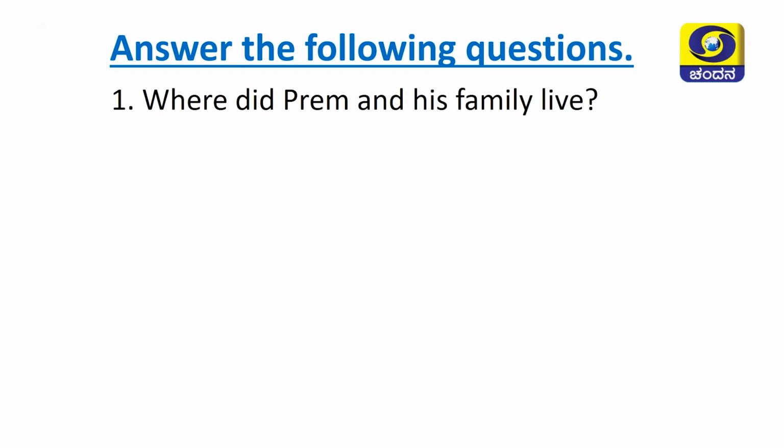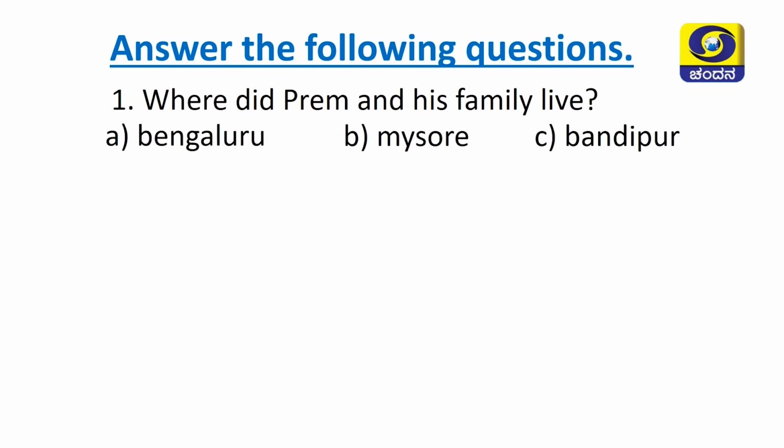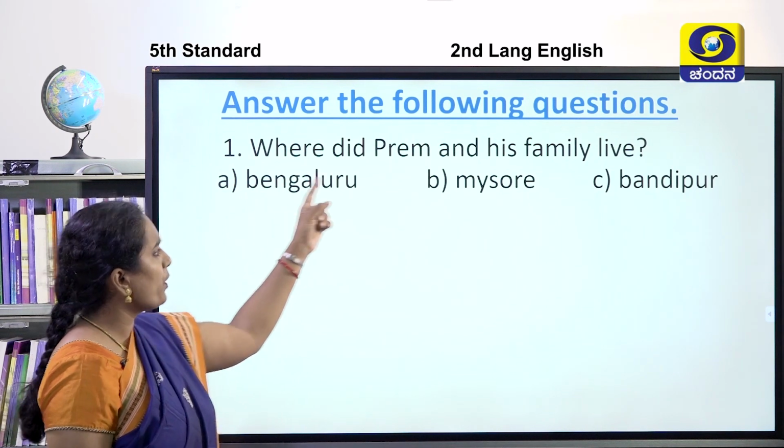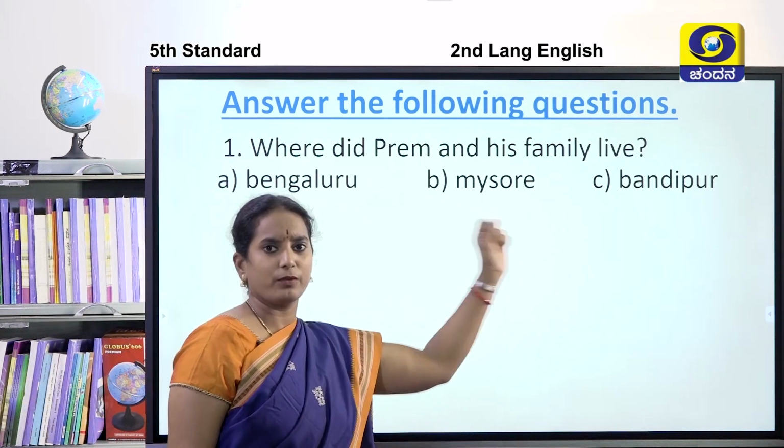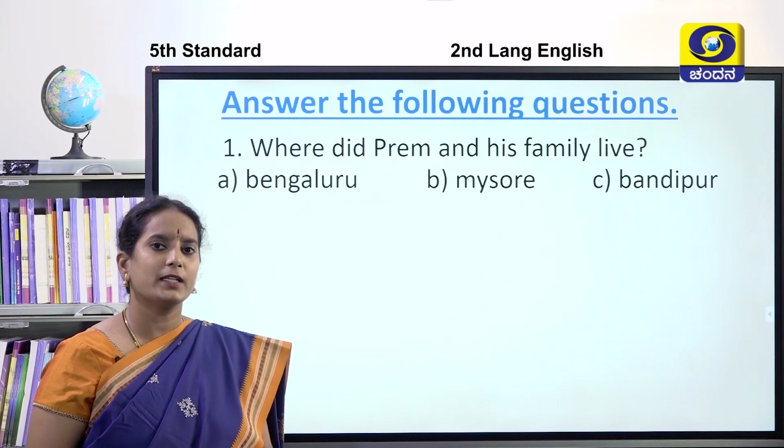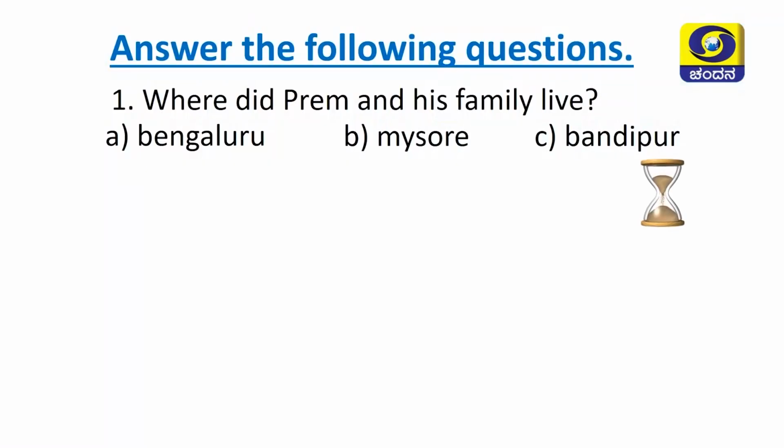Yes, here is the first question. Where did Prem and his family live? Bengaluru, Mysore, Bandipur. Which is the correct answer, children? Bandipur. Yes, the answer is Bandipur.